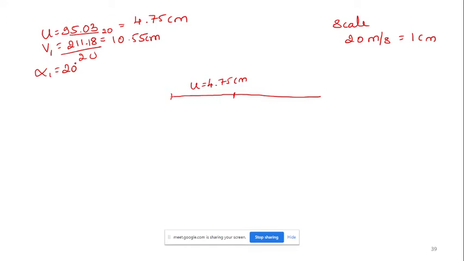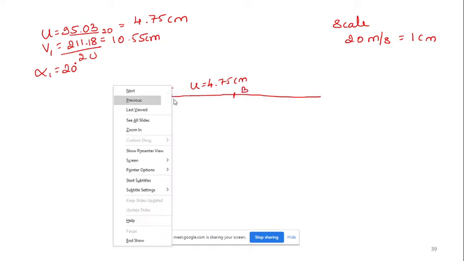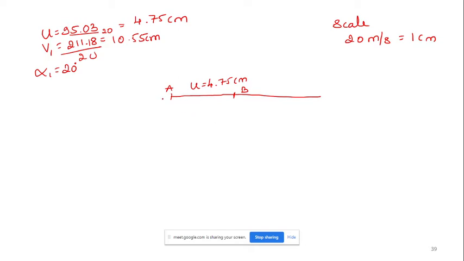Okay. Now with this point, let us mark our point A and B. From point A, use the protractor and mark 20 degree. Now draw a straight line. Is this fine? Yes, sir. So use a protractor and mark 20 degree, that is your alpha 1, and draw a straight line.